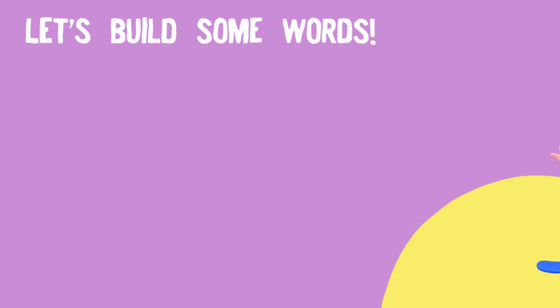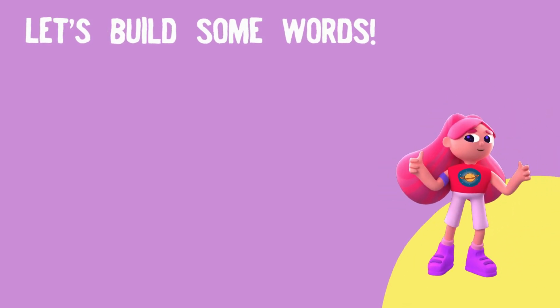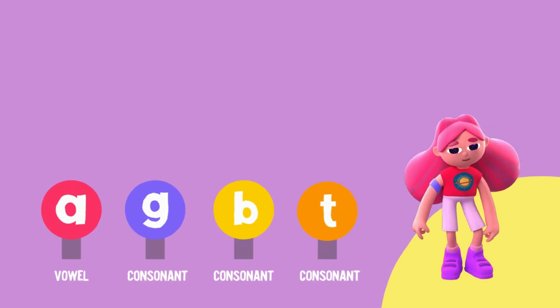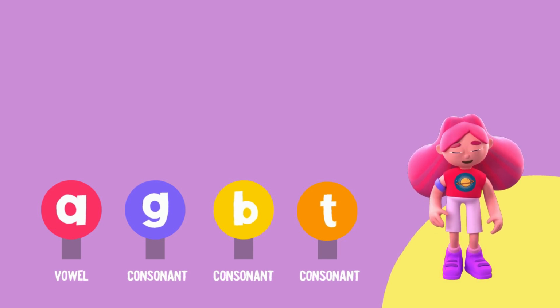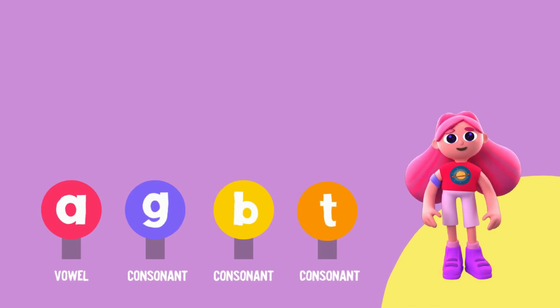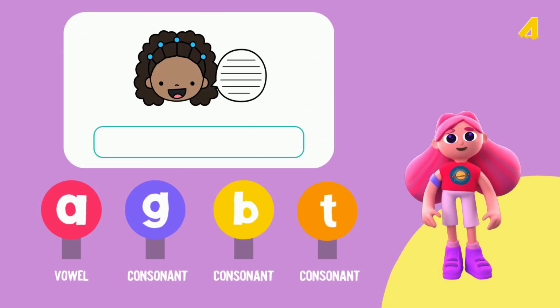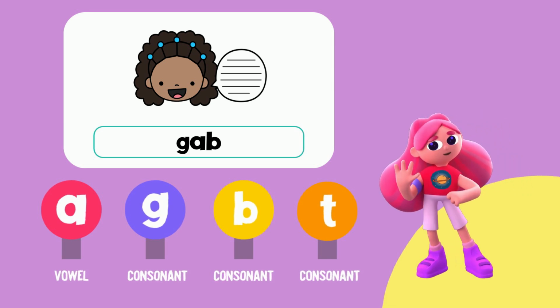Now that we've gone over all the letter sounds we'll be using to build words today, we're ready to start building. Here are the 4-letter options: A, G, B, and T. How do you spell the word gab? Gab. Gab is spelled G-A-B. Nice work!